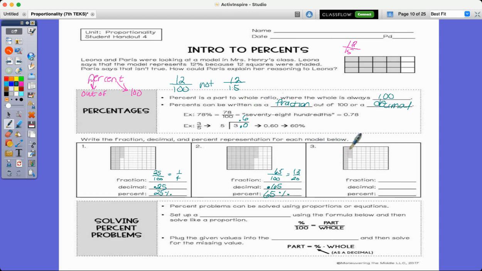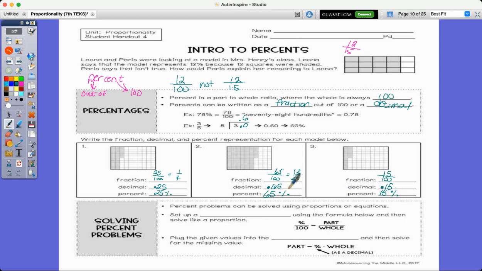Okay, this one here, I have 10, 1, 2, 3, 4, 5, 15. So I have 15 out of 100, or 15 hundredths. There we go. And everybody moves your decimal to the right 2 places to get your 15%.